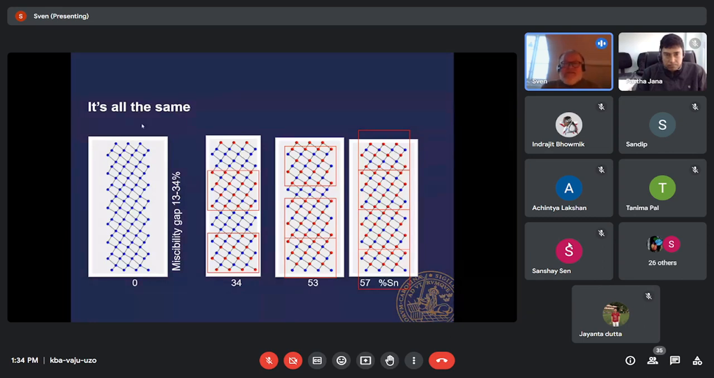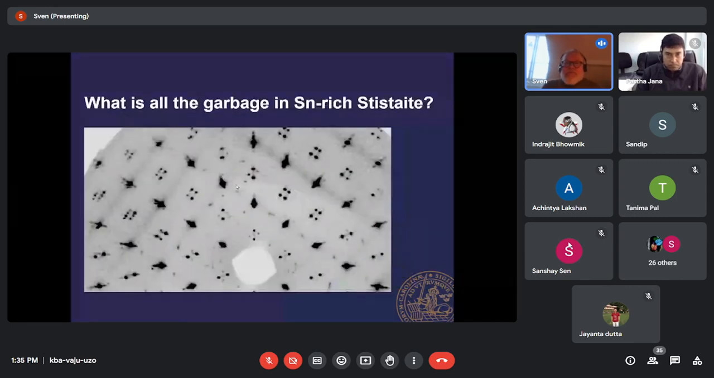So for the 57% of tin, it's really Sn4Sb3 on the right-hand side. On the left-hand side, you have a much more antimony-rich sample. So there are big blocks of elemental antimony interleaving the tin antimony structure. But the question remains, what's all the garbage that we see in the tin-rich cystite?